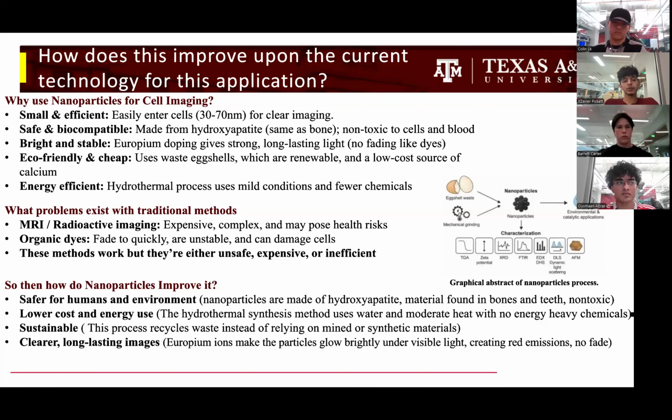So you might be wondering what problems exist with traditional methods. Well, to begin, MRI and radioactive imaging are expensive, complex, and may pose health risks. Organic dyes, as I mentioned in my first bullet point, fade too quickly. They're also unstable, and in total, they can just damage cells. So the important thing to take from here is that these methods do work, but they're either unsafe, expensive, or inefficient, which is why we're always looking for more ways to combat this.